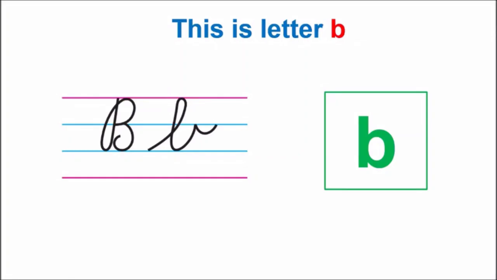Today we are going to learn about a new letter, letter B. This is capital cursive B and this is lowercase b in cursive. And this is print B and the sound of the letter B is B, B, B. Repeat after me children, B, B.